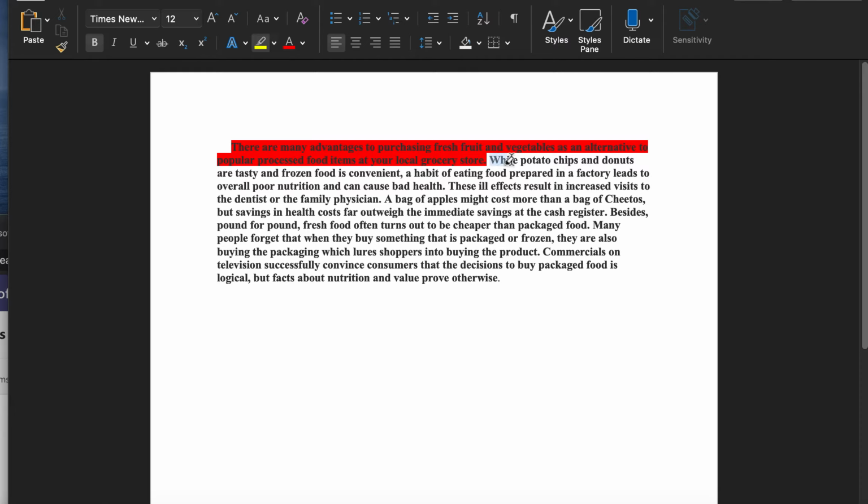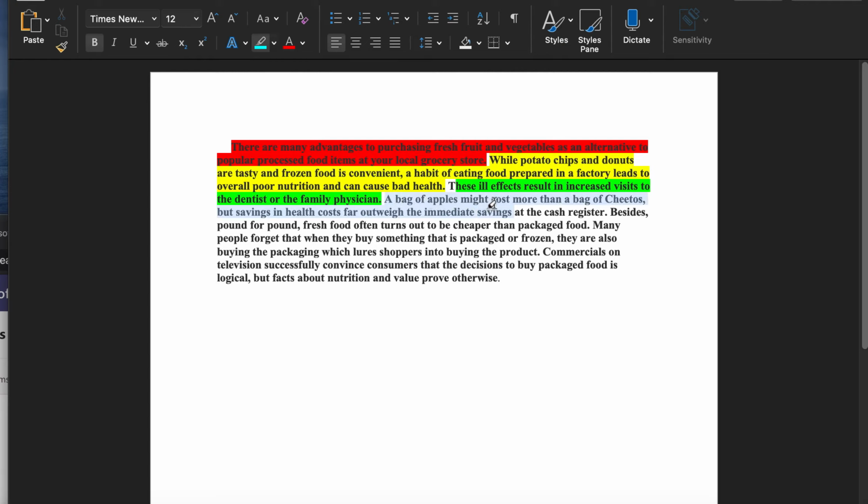Now we're going to talk about one of the topics, potato chips and donuts. We know that these are talking about our processed foods. Potato chips and donuts are tasty, and frozen food is convenient. A habit of eating food prepared in factories leads to overall poor nutrition and can cause bad health. That's one point. These ill effects result in increased visits to the dentist or the family physician. A second point. Here I'm not convinced that they have a third point in this example, but that's okay.